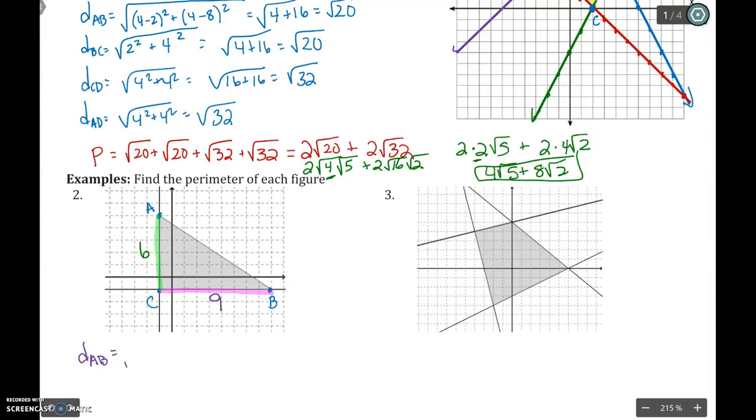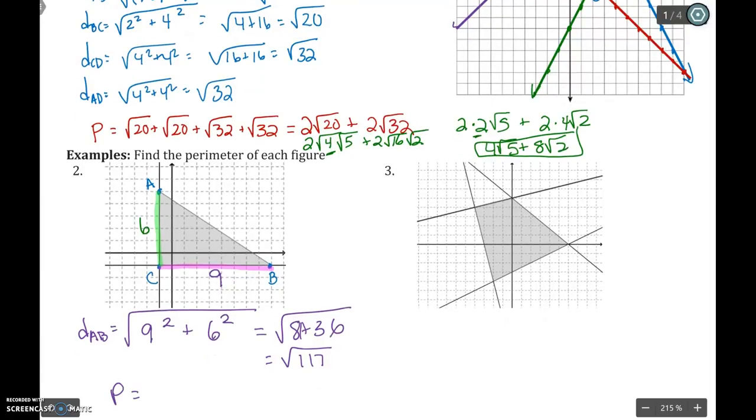And again, you can use the coordinates and do the distance formula, or you can say my horizontal change is 9 and my vertical change is 6, and you will get 81 plus 36, which is 117. And so your perimeter, if you add all 3 sides together, 6 plus 9 plus radical 117 would equal 15 plus radical 117.